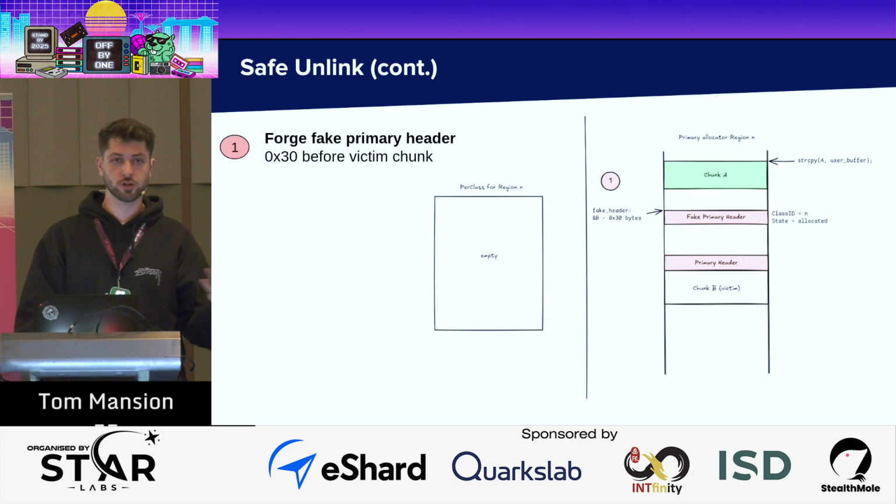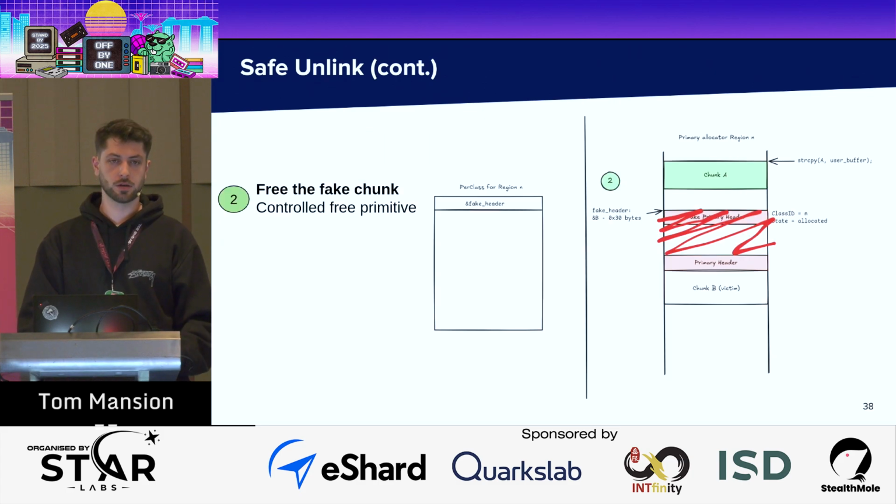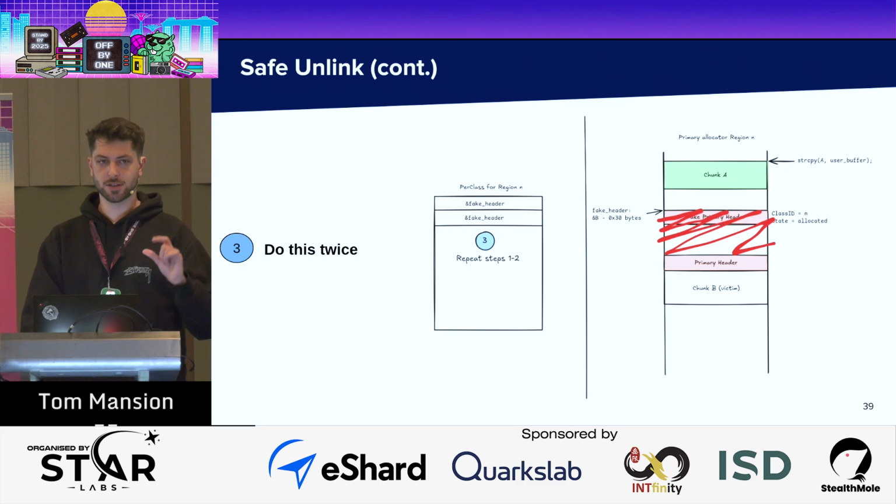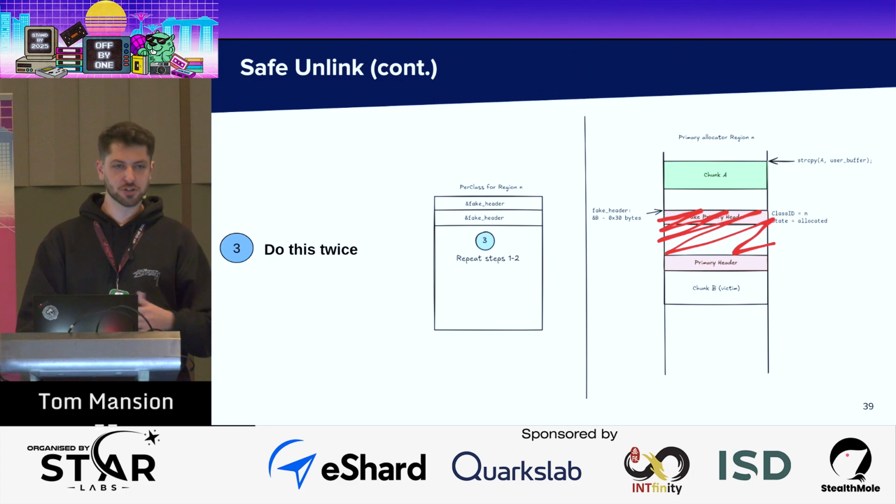And then we're going to use our controlled free primitive to free that fake chunk, right? This will effectively place the address of the fake header in our local cache. Step 3 is to repeat steps 1 and 2. This way we have the address of our fake header twice in the local cache. Note that Scudo doesn't check that this address is already in the cache, doesn't really care.